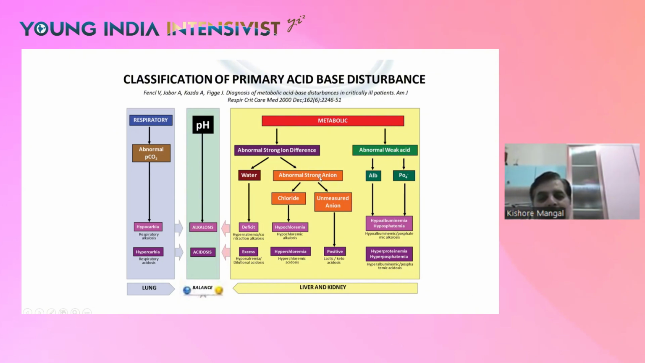And if abnormal strong anion is there, the chloride: if it is low, then it causes alkalosis. If it is high, it causes acidosis. Unmeasured anion, if increased, also causes acidosis. And in the weak acids, if albumin and phosphorus are low, then it causes alkalosis. And if they are high, then it causes acidosis. So the minus things, if they are low, and the plus things, if they are high, cause alkalosis. Anions which are high or cations which are low cause acidosis.